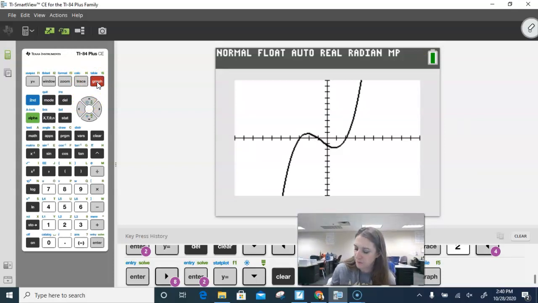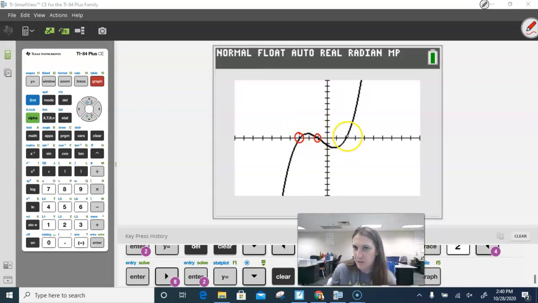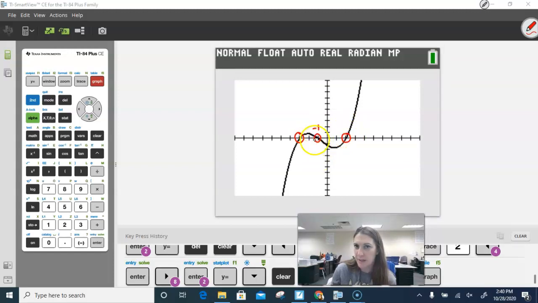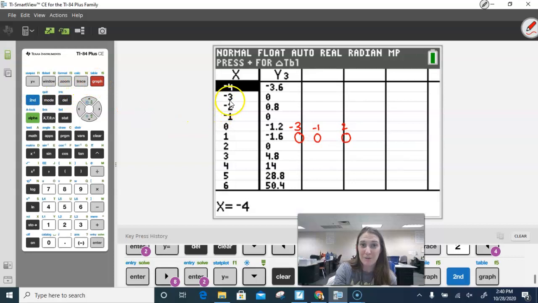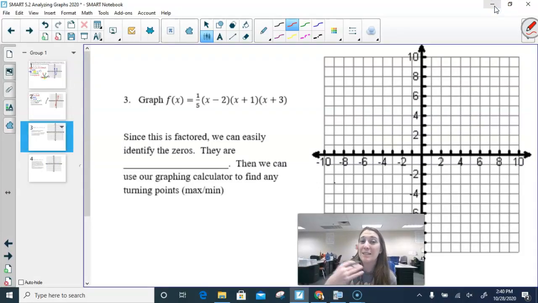Now, interesting. My intercepts, my zeros, I'm kind of suspicious that they're actually nice numbers, because this one might be at -1, and this one kind of looks like it's at 2, and this one looks like it's at -3. And one way that I could check to see if that's correct, I could go to my table, and I could look at what happens at -3, -1, and 2, and then look at that, guys. We totally have zeros.